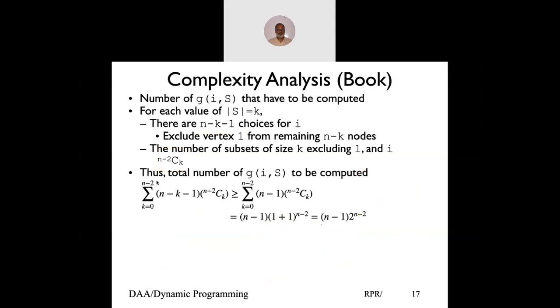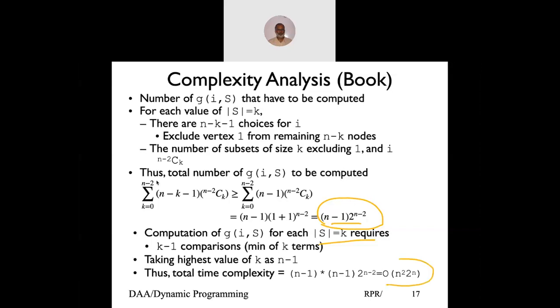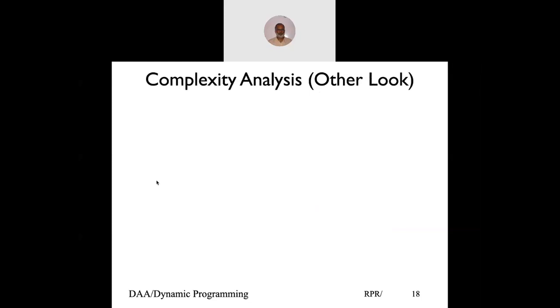Using that, this gives me n minus 1 times 2 raised to n minus 2. And for each of these computations, I need to find a minimum. For each of these choices, I need to find the minimum, and that requires again k computations. So I need to multiply this by a further k, and since k could be order n, you get n minus 1 times n times 2 raised to power n minus 2, which is basically order of n square 2 raised to power n. You can look at it another way.